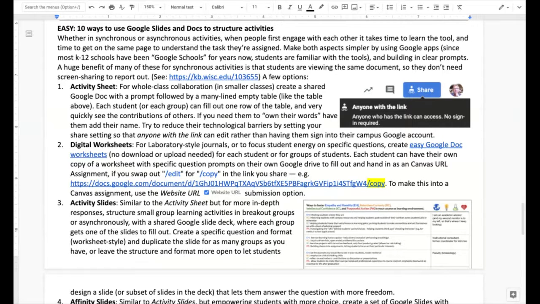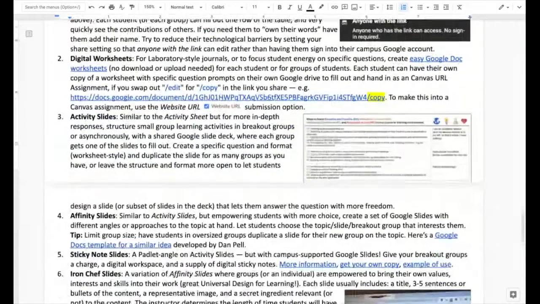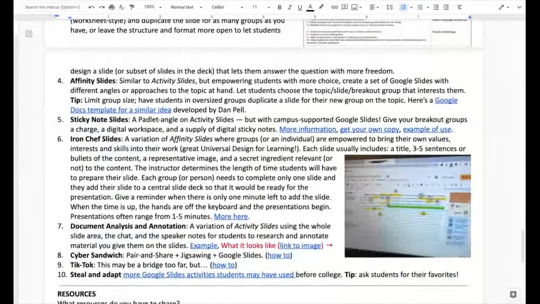All right. On the activities sheet, if you like this kind of thing, I've got 10 other ways to use Google Slides and Docs on this type of structured activity. This week, I tried to do a lot more practical options. So if you've never used Iron Chef slides, or didn't know that there was such a thing as Iron Chef slides, here's a way to do that. Here's a template for creating sticky notes for brainstorming things you might do on your classroom wall. You can do that in this kind of structured breakout group.